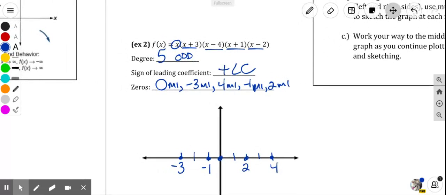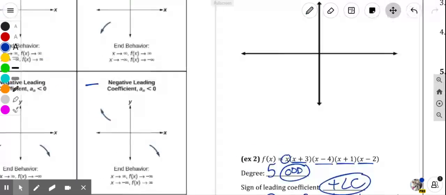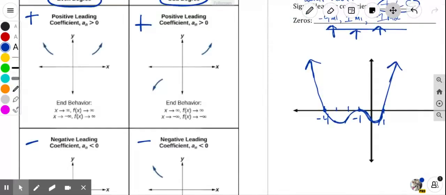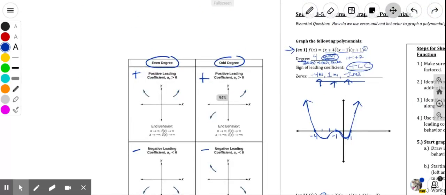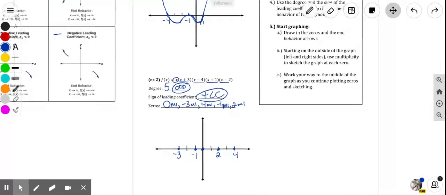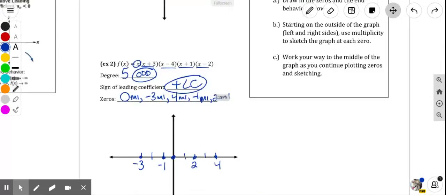So now we're looking at the end behavior chart for odd positive. Let's see what that looks like. Odd positive. The right side goes up and the left side goes down. Remember odd, there's always one side that goes up and one side that goes down. So odd positive, right side up, left side down. So I'm going to add in my end behavior arrows here.